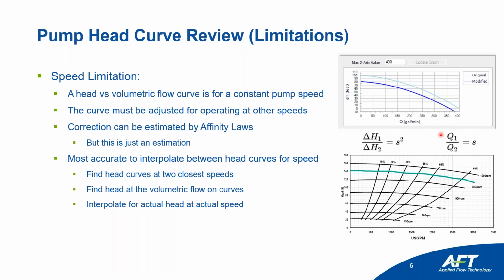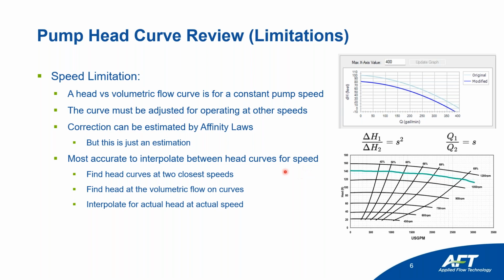So here on the side, you see that you can get your head rise based on your change in speed, and you can get your new volumetric flow based on your speed ratio as well. The thing is, these are estimates, like I was saying. So the best thing you can do is interpolate between your head curves for speed.